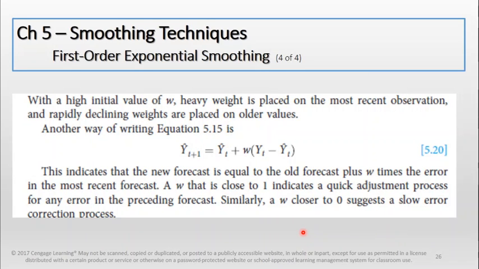So, another way of writing equation 5.15 is this one. This indicates that the new forecast is equal to the old forecast plus your weight times the error in the most recent forecast. A W that is close to 1 indicates a quick adjustment process for any error in the preceding forecast. Similarly, a W closer to 0 suggests a slow error correction process.